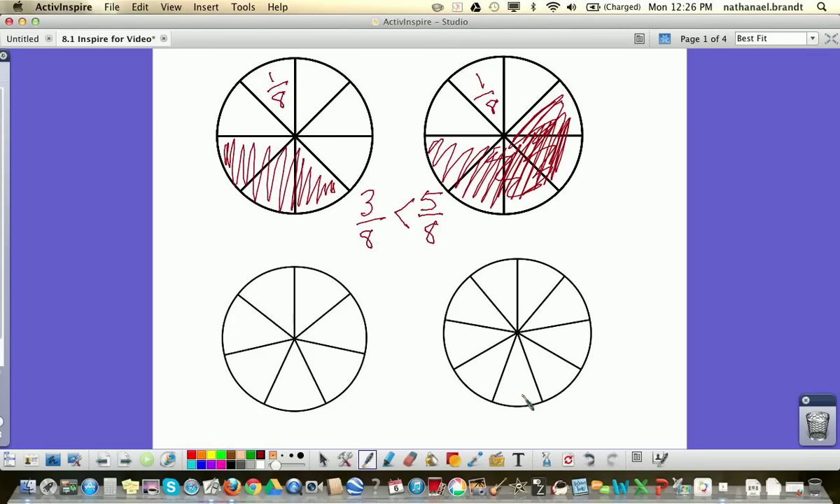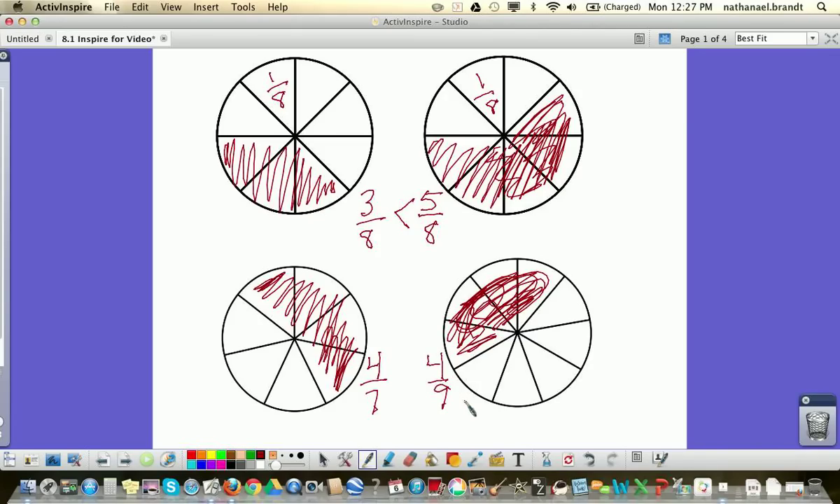Problem 2 talks about fractions where the numerator is the same, but the denominator is different. So in this case, we're going to shade in 4 of these, which gives us 4/7 of that pizza, and we're going to shade in 4 of these pieces, and that's going to give us 4/9.